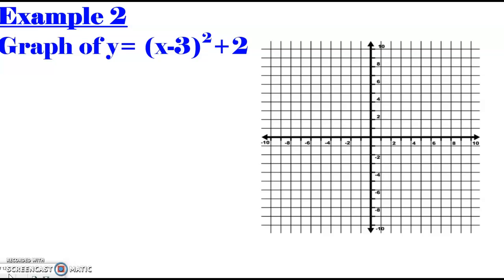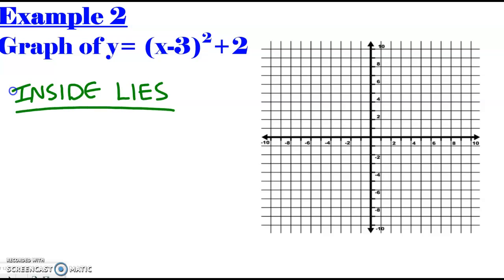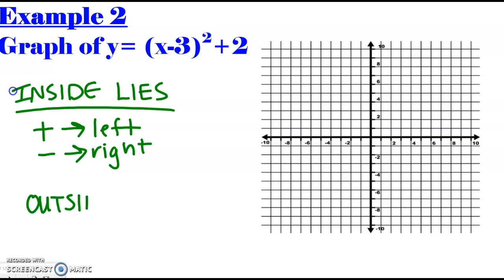So remember your transformations, right? And Max said this too, which he stole from me, which I stole from someone else. Remember the inside lies. So on the inside, when you add, the graph goes to the left. When you subtract, the graph goes to the right. It sounds backwards because the inside lies. The outside does not lie. So on the outside, when you add, the graph goes up. When you subtract, the graph goes down.